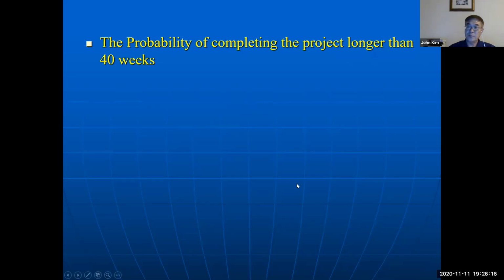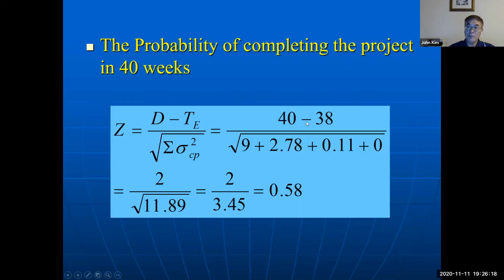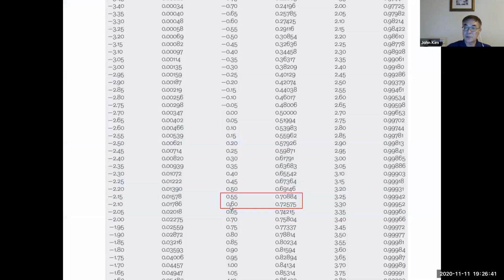So using the formula, 40 minus 38 divided by the square root of the same variances on the critical path. So 2 divided by the square root of 11.89 equals 0.58. From the table, 0.58 is closer to 0.6. So the area is 0.72575.